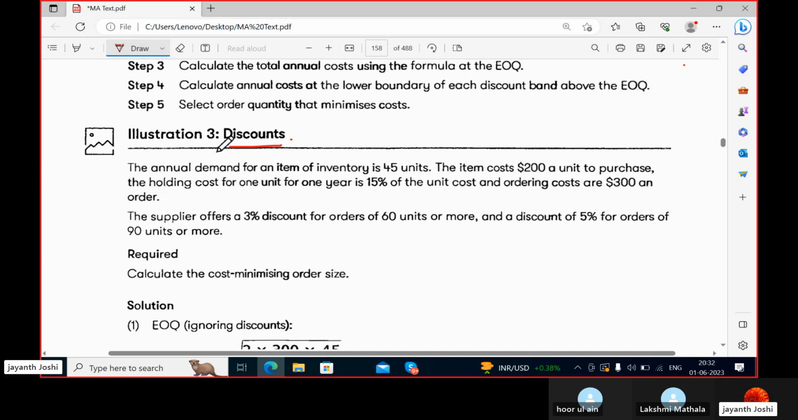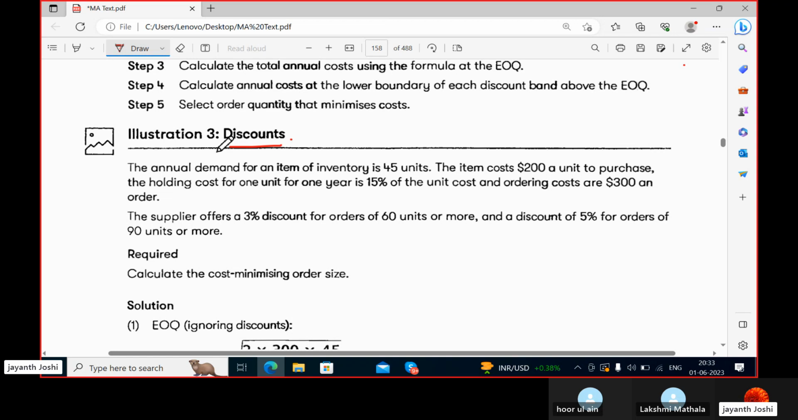So this is not always true, because here we would be able to prove that at times maintaining the inventory levels at EOQ would not be that feasible or that profitable compared to taking the bulk discounts. I mean to say, you would be benefiting more by taking the bulk discounts.